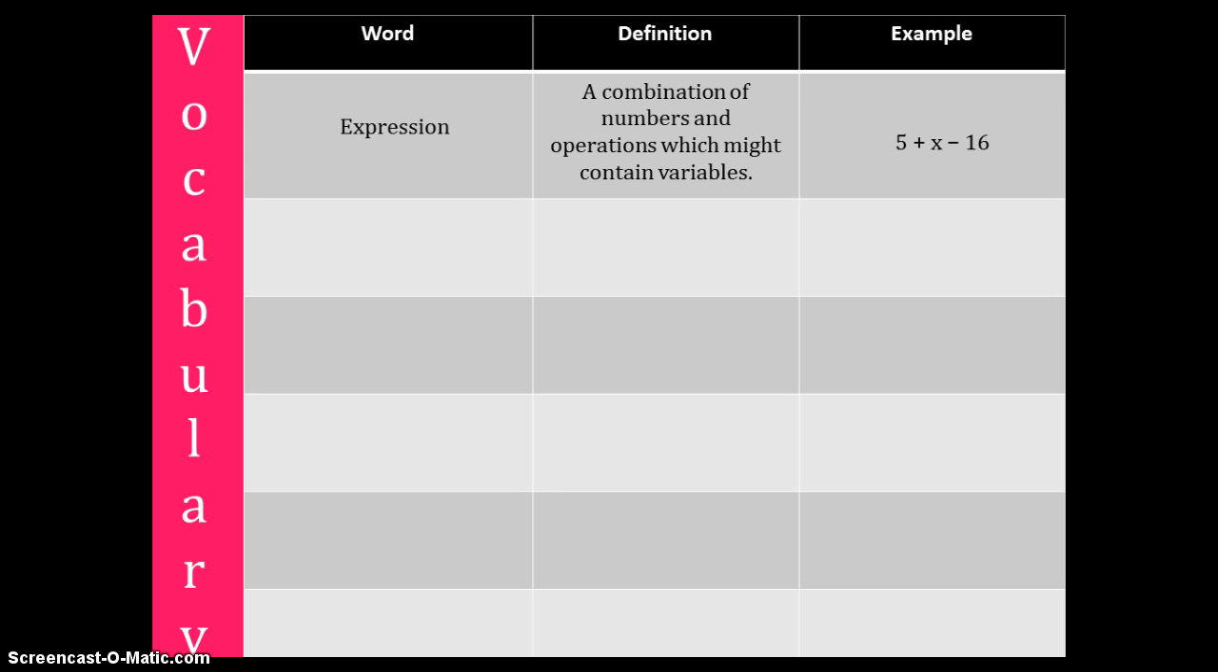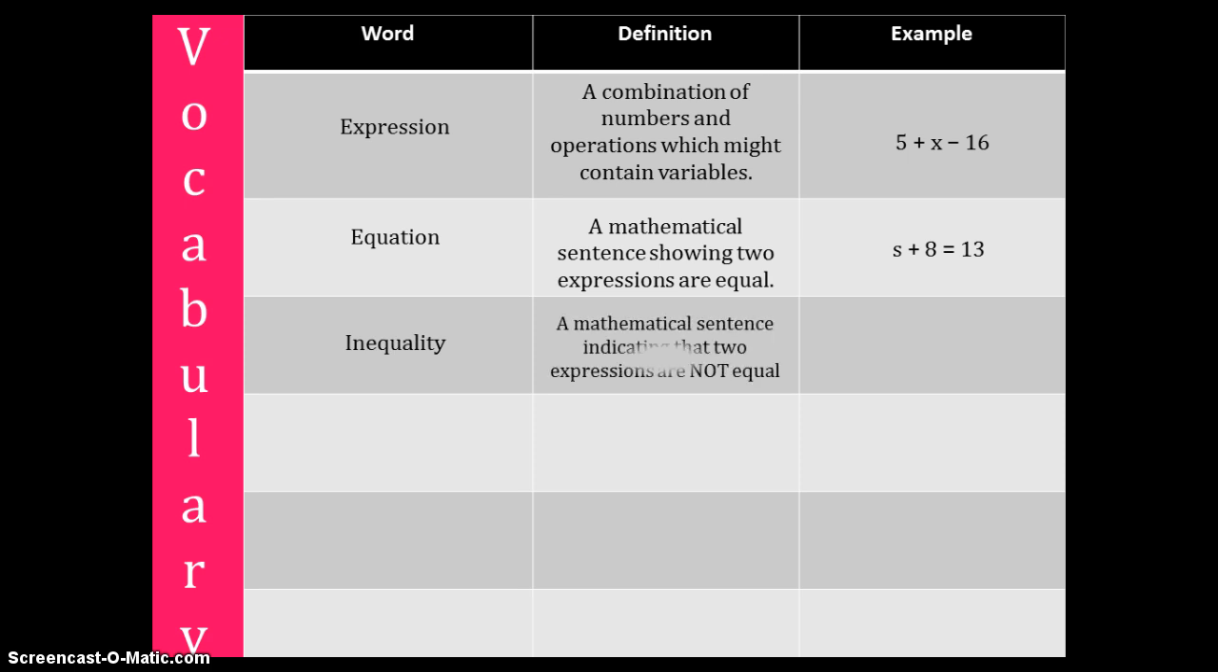Our next vocabulary word is equation. An equation is a mathematical sentence showing two expressions are equal. An example of an equation would be s plus 8 will equal 13. Our next word is inequality. An inequality is a mathematical sentence indicating that two expressions are not equal. An example of an inequality could be 6 plus x is greater than 13.